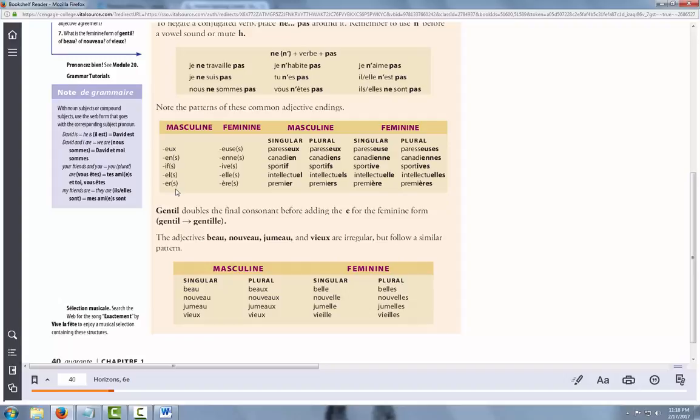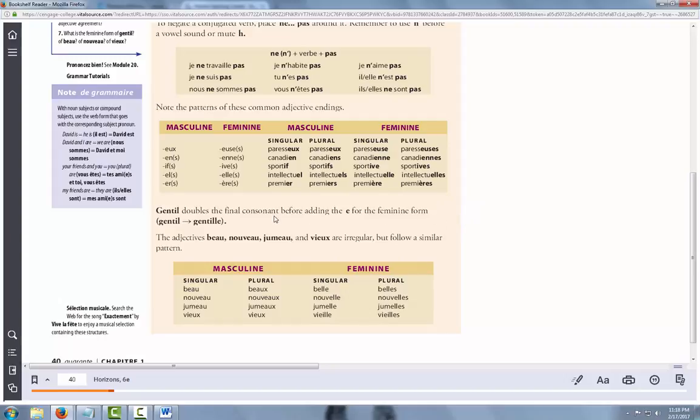Adjectives ending in ER, the letters ER combined make the sound E. E changes in the feminine into È, accent grave, R-E. So, premier means first. Il est premier, ils sont premiers. Elle est première, elles sont premières. You're only hearing two different pronunciations and you have four different spellings.